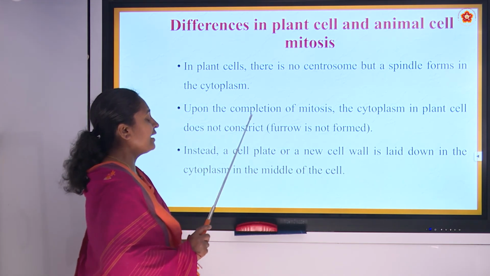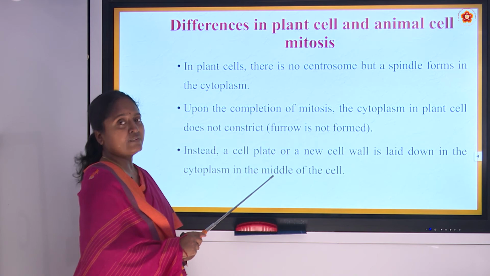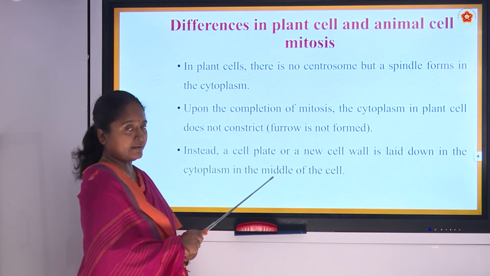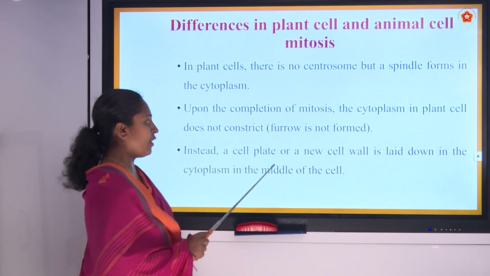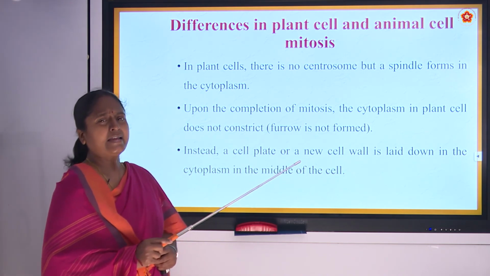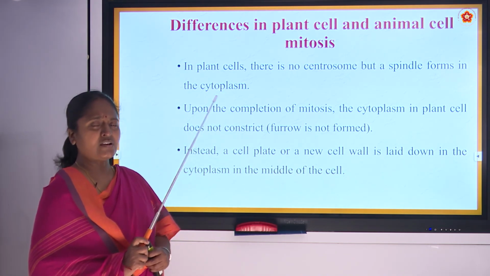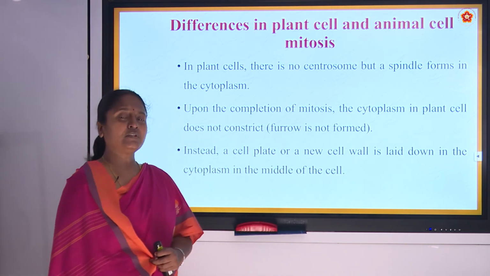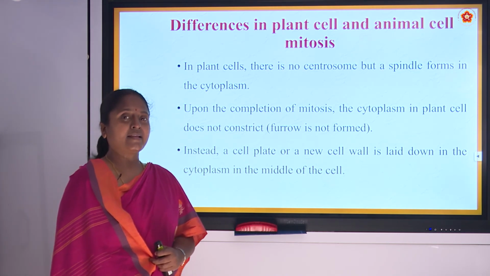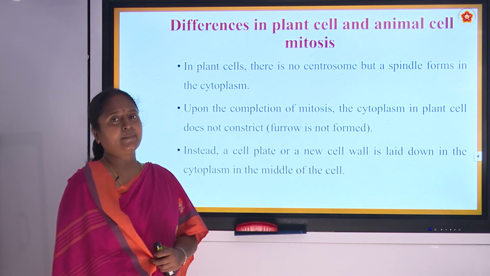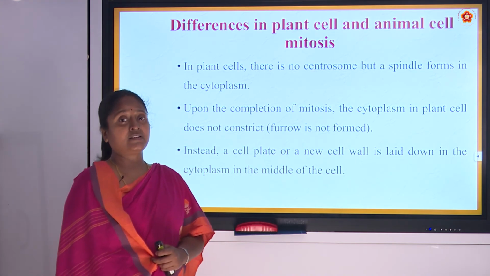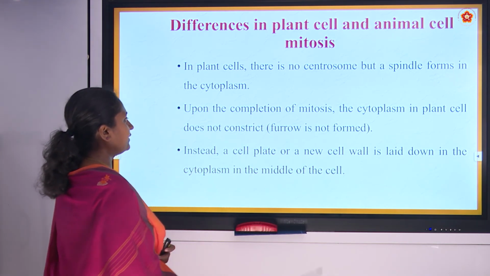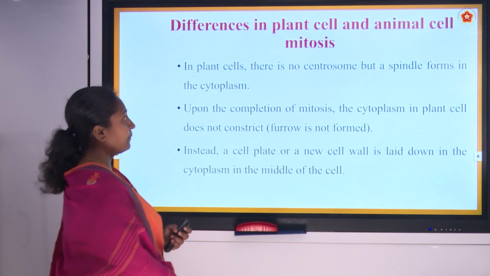This new cell wall is formed in the center, in the cytoplasm in the middle, where the chromosomes were arranged in metaphase, right? The chromosomes are arranged in the central equatorial plane. In that place, the cell plate will form, and from the middle it will extend in all 360 directions and divide the cell into two equal halves. The furrow formation we can see only in the animal cell, whereas cell plate formation we can see in the plant cell because of the rigidity. So the cell wall is forming in the center as a cell plate in the plant cell.